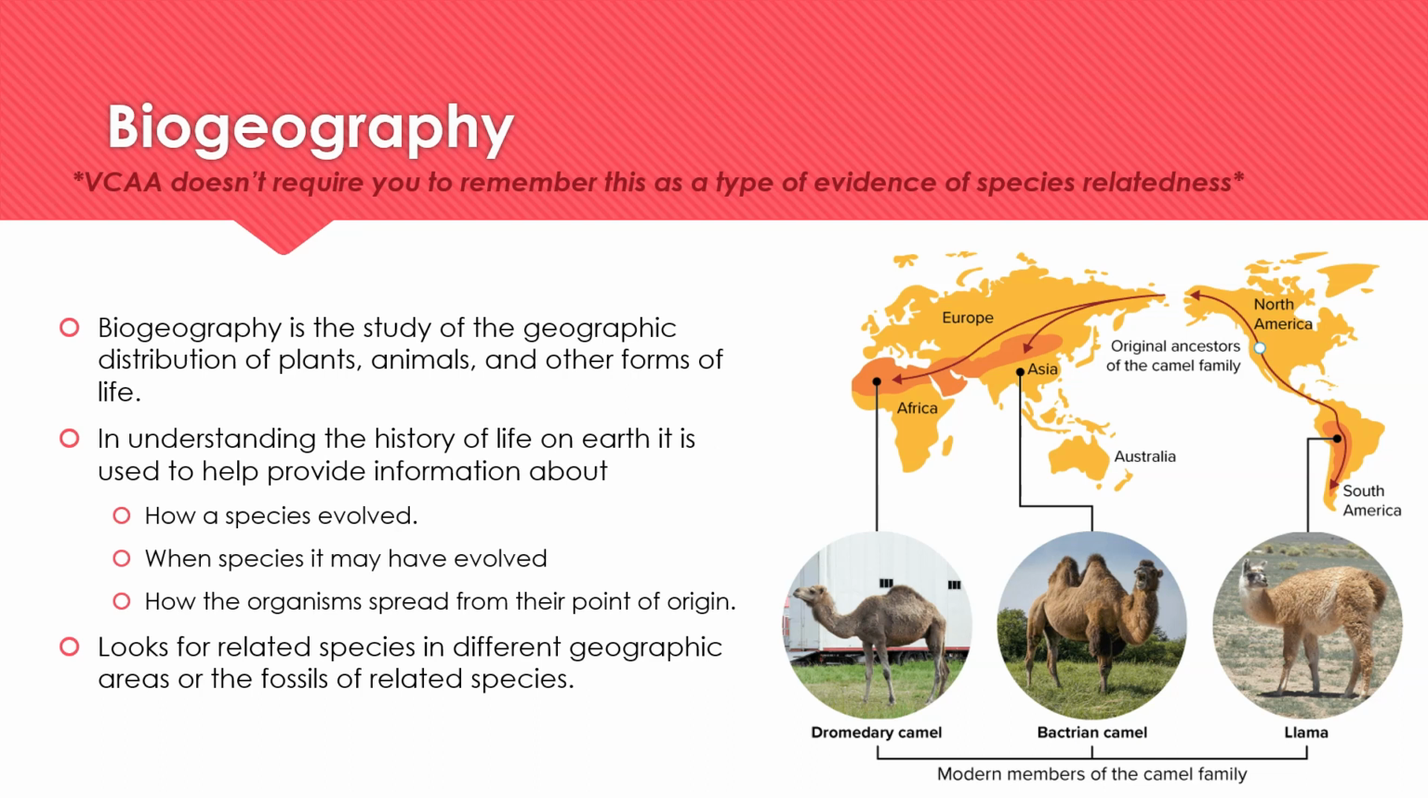They all are part of that camel family, but you can see that they live in very different areas around the world. And so we can look at where they live to help us get an understanding of where they may have come from, how things have spread out over time, and those sorts of things. So they can help us with that understanding of how they evolved, when did they evolve, where did they spread from as their point of origin. And really what we're doing is we're looking for related species in different geographic areas, or if you don't have living members of a species, you might be looking for the fossils of related species in different geographic areas to get an idea where different organisms lived at different times and how they got there.